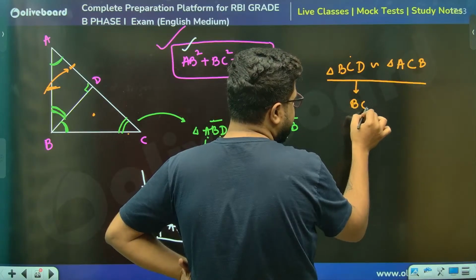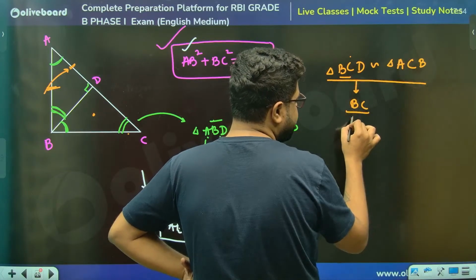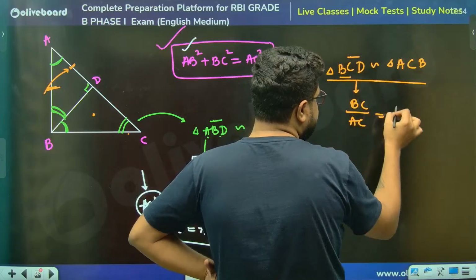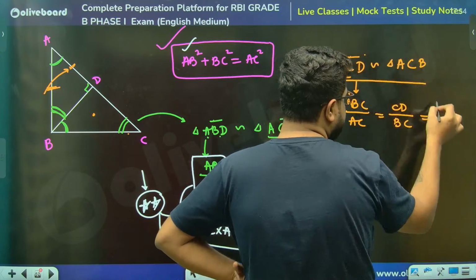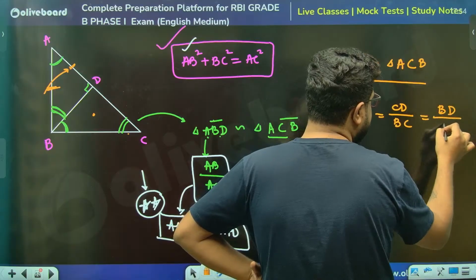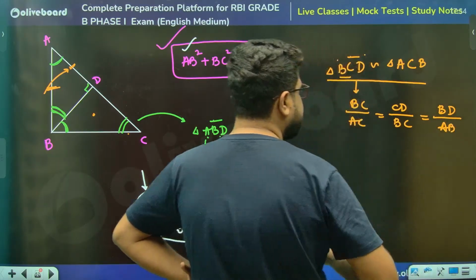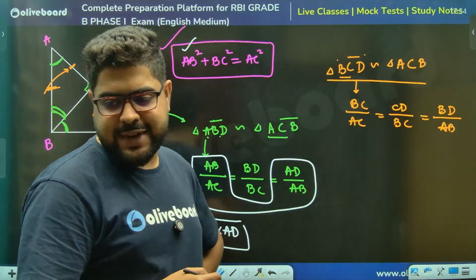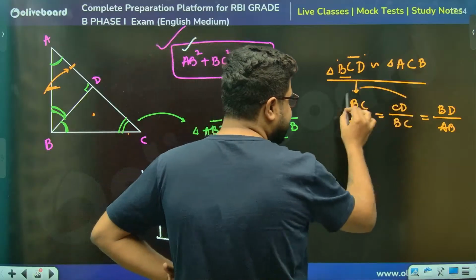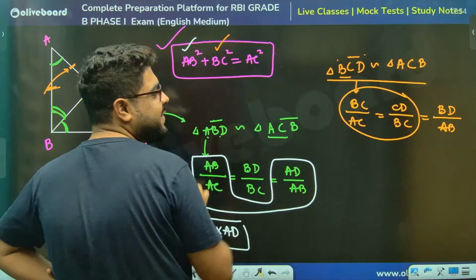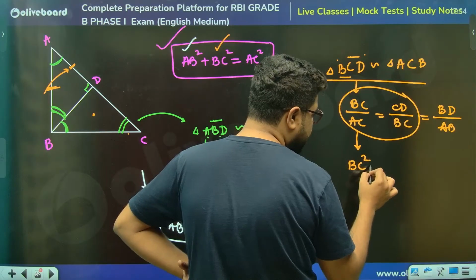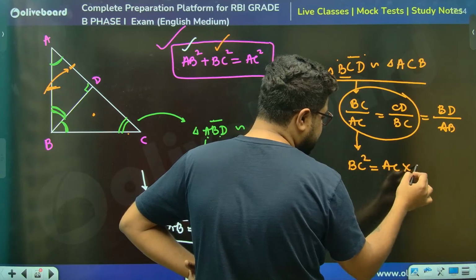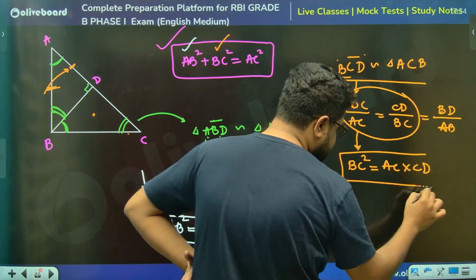BC by first two, CD by second two, first and third: BD, first and third: AB. Right? Can you guys get it? Are you getting anything? I need BC square. You see, BC. So I can write BC square equals AC into CD. See, the same thing came.